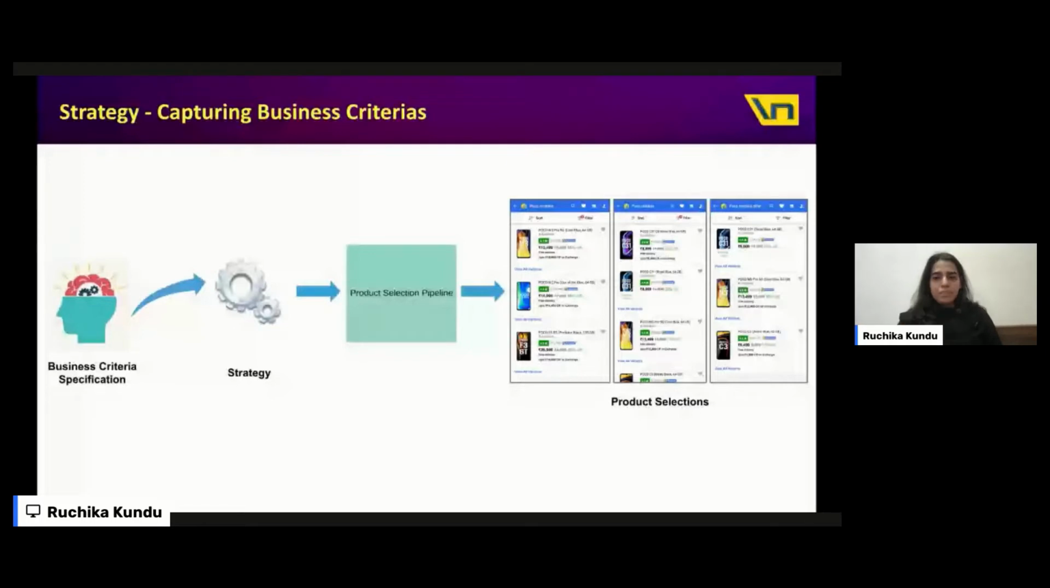So let's go a little deeper. I'll walk you through the pipeline. So there are some raw signals which are used as input and which help in creation of the product selections. For example, catalog data can be used as a signal. User interest in the form of user activities can be captured.